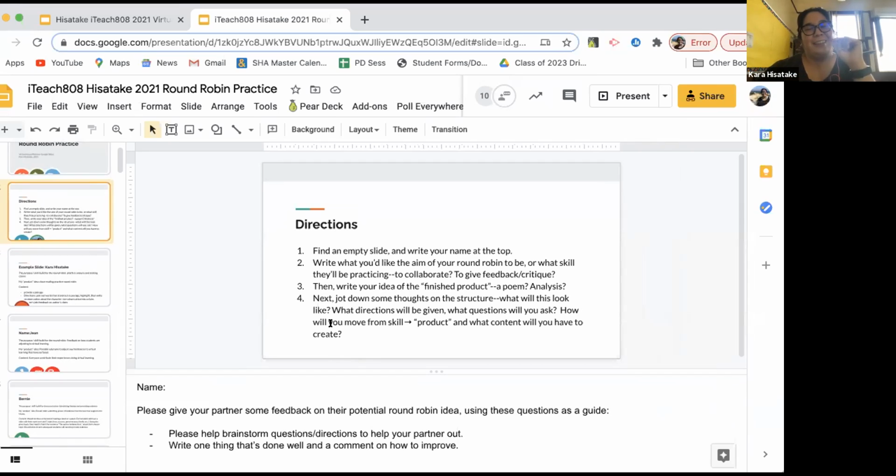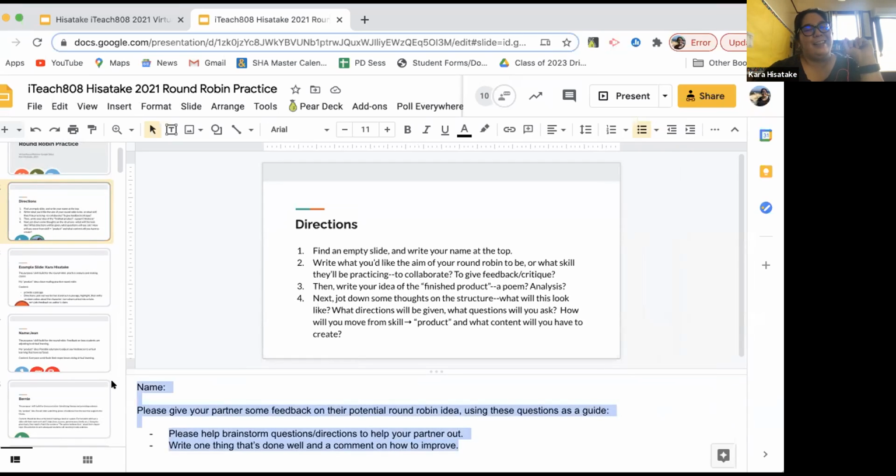Okay, so on the direction slide, I have the round robin part of this. If you could please highlight, copy these questions onto the slide that you're gonna be looking at, that would be awesome. So you're gonna go to your slide with your name on it and then do what I've been saying this whole time. You're going one slide down, and if you're at the bottom, then go one to the top, and give your partner some feedback on their potential idea.